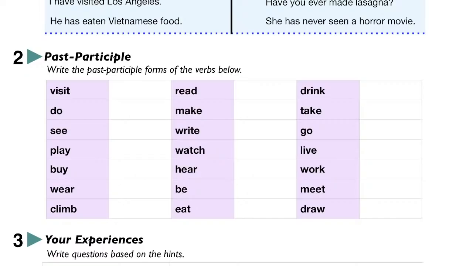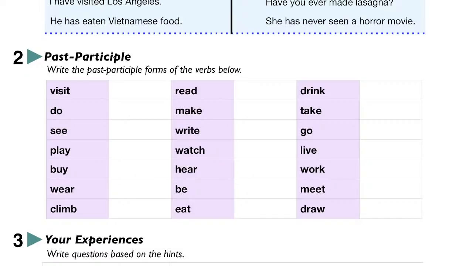So, okay, I went to the store yesterday. Have you ever gone to IKEA? Have you ever gone to Costco? Have you ever gone to Toys R Us? Have you ever gone to Disneyland?